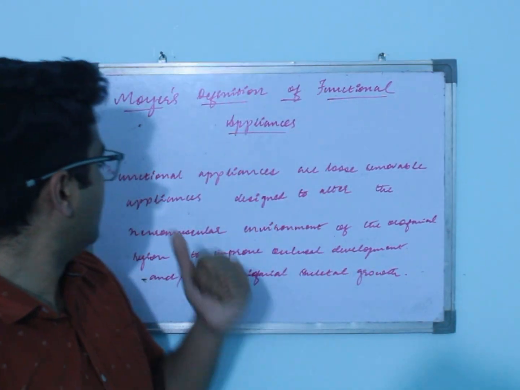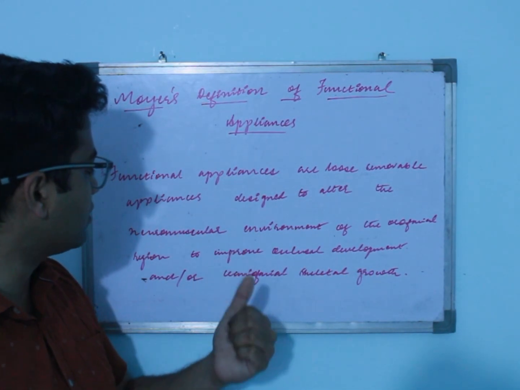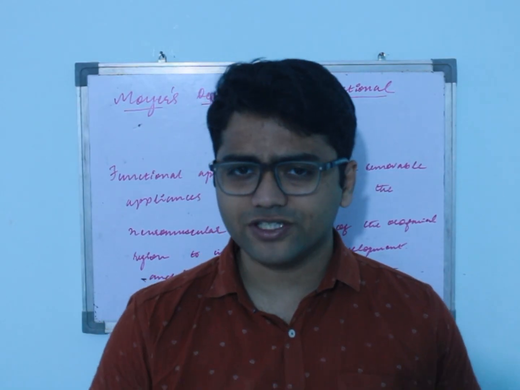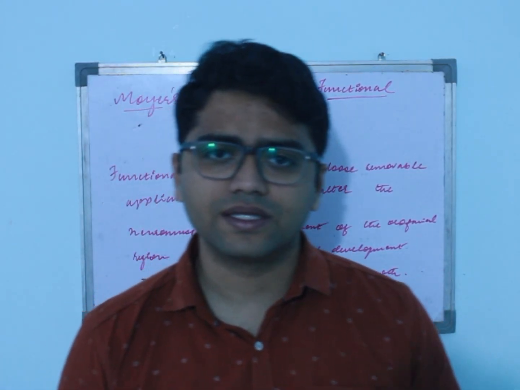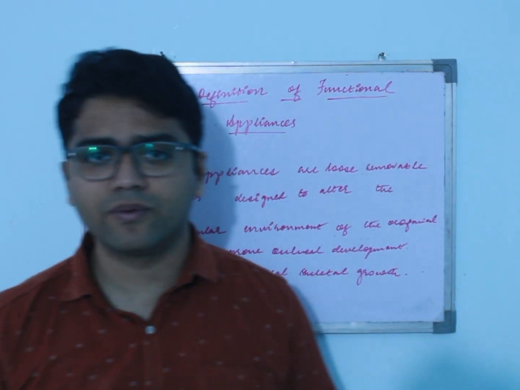Let's see the definition given by Moyes. The functional appliances are loose removable appliances designed to alter the neuromuscular environment. So what is the first word saying? They are loose removable appliances. Are functional appliances only removable? No. They can be fixed as well as removable. But according to Moyes' definition, we are speaking about loose removable appliances.